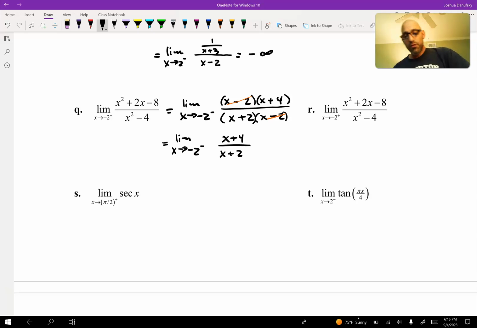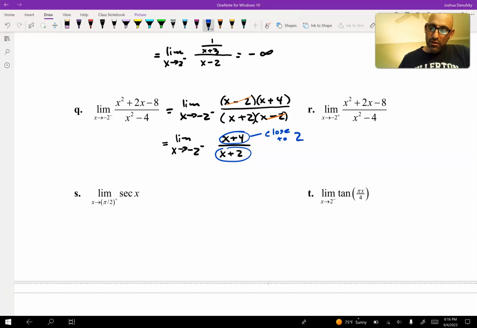Now, direct substitution is going to give us a positive constant on top, right? That's going to be close to 2, right? Negative 2 plus 4. But on the bottom, when we plug in something just a tiny bit smaller than negative 2, like negative 2.1, and we add 2, this is going to give us negative 1 over 10, or 0.01 is going to give us negative 1 over 100, and so on and so forth.